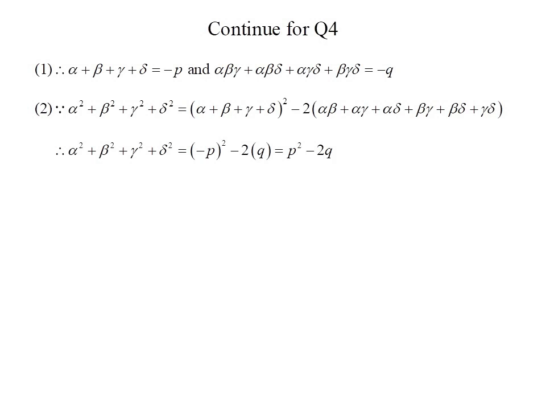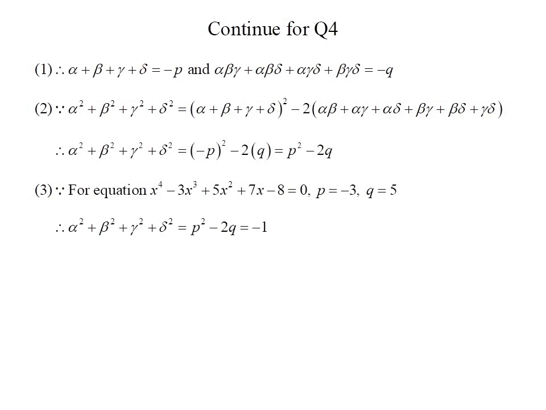As for question 3, according to the relations between polynomial roots and its coefficients, and the result in question 2, we know the values of p and q here are negative 3 and 5 respectively. Hence we substitute the values of p and q and find the sum of alpha squared, beta squared, gamma squared, and delta squared equals negative 1. Therefore, the polynomial equation cannot have 4 real roots.